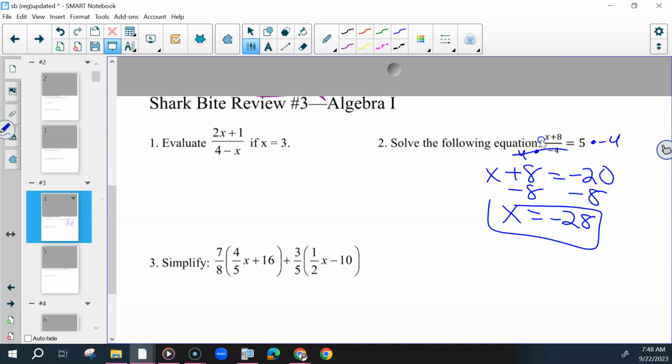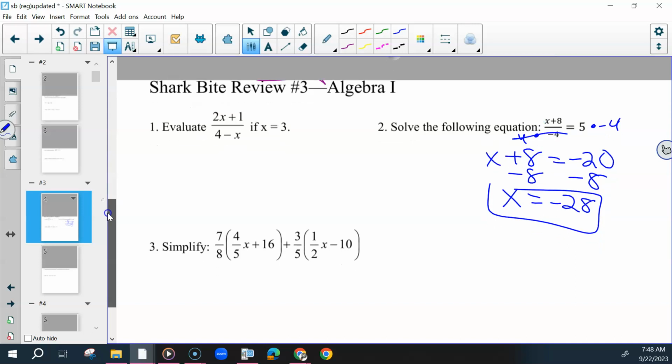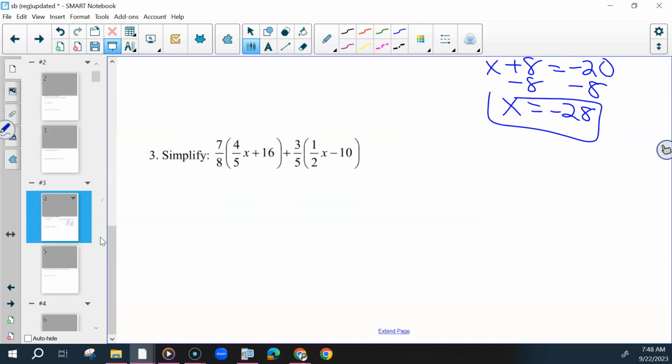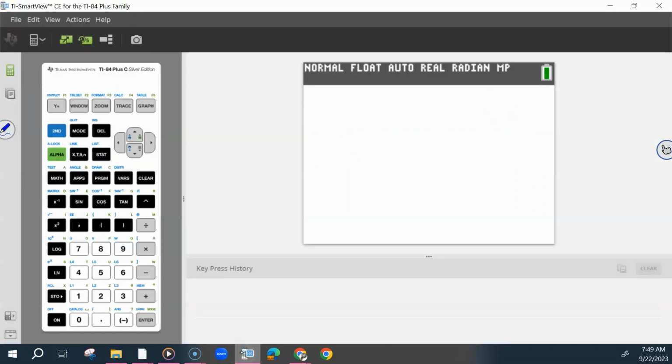Three, this was just simplifying. There were just a lot of fractions in there. So we're multiplying the 7/8 and we're multiplying the 3/5. So I'm going to multiply it all out and then start to simplify. When you multiply your fractions, just multiply together. 28 over 40, x plus, this would be 16 over 1, so whatever that is.